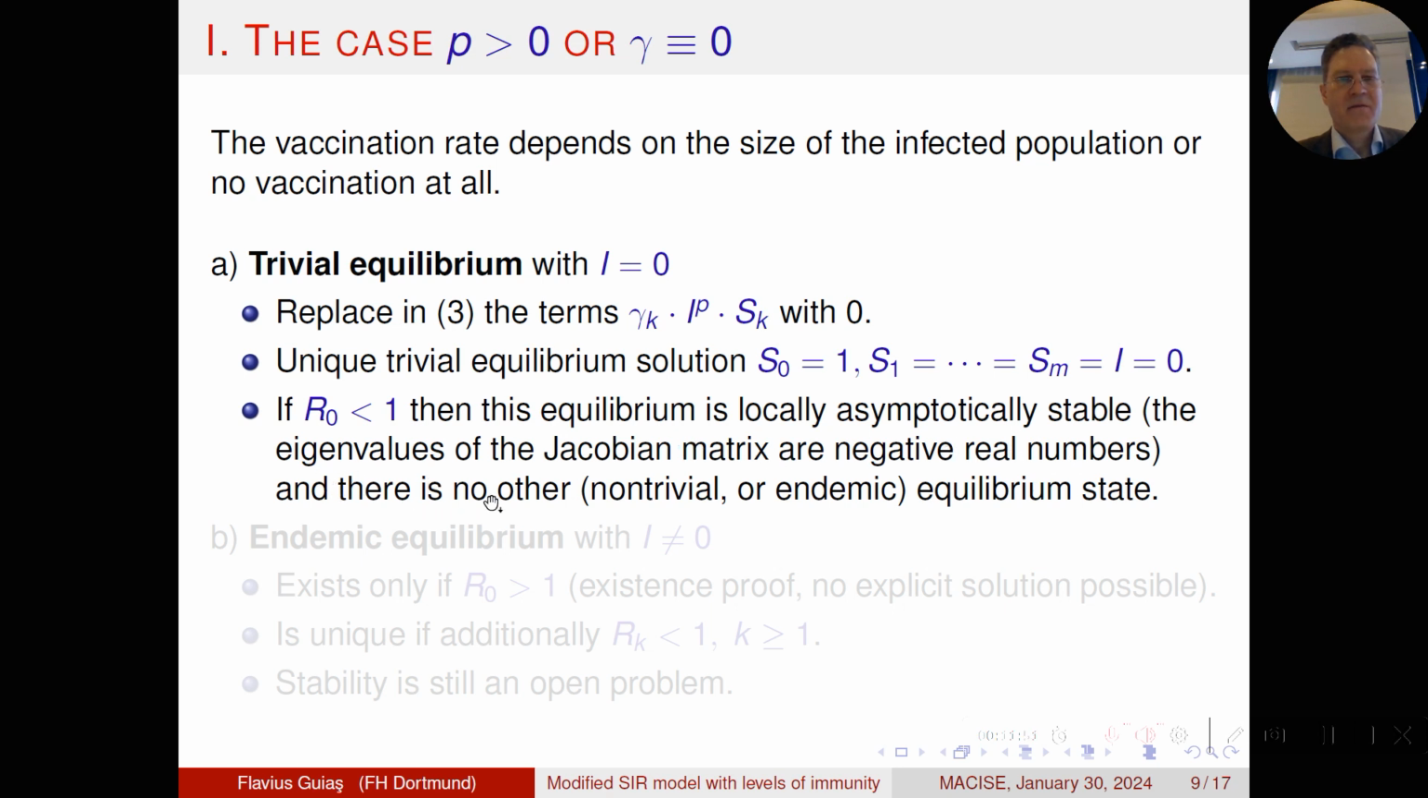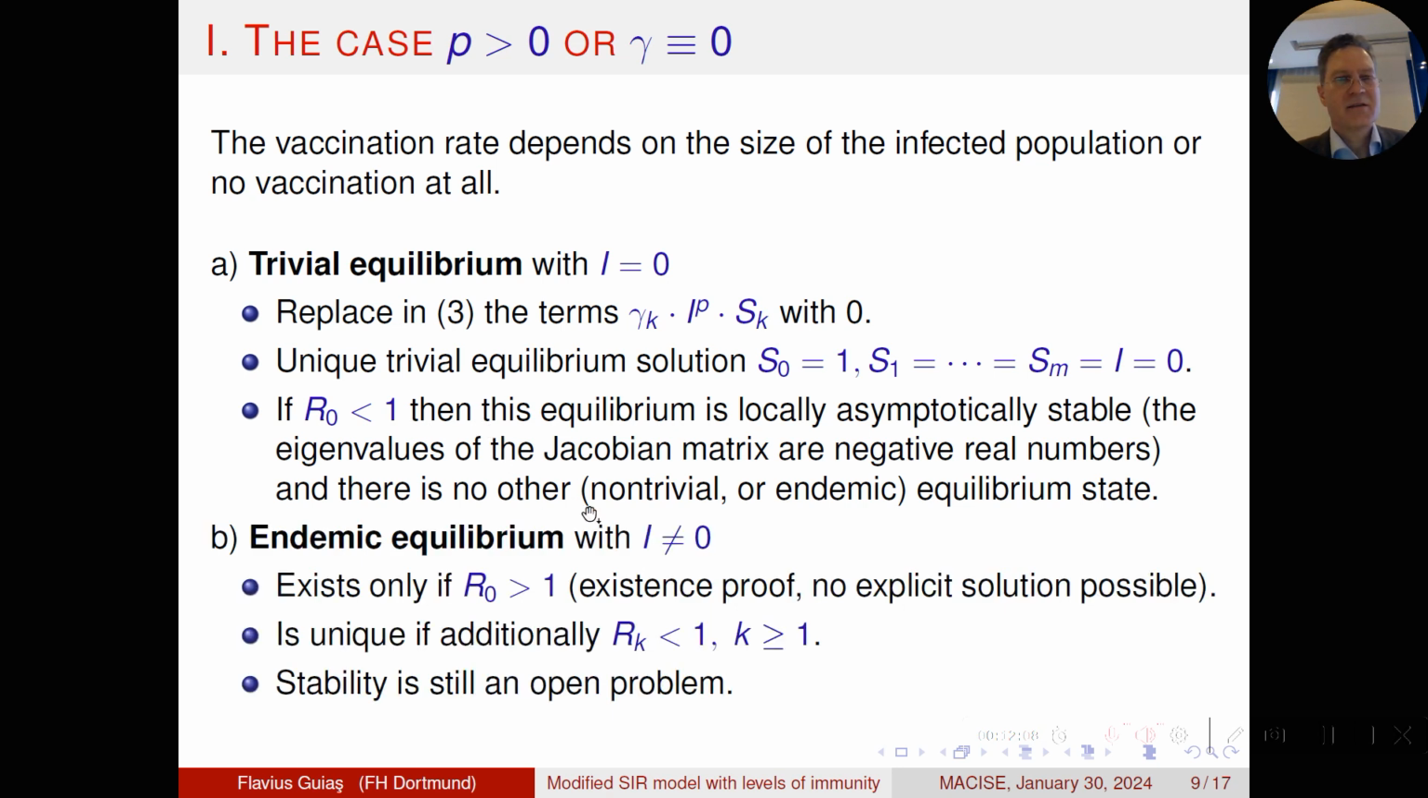And in this case, we have no other equilibrium, neither with I equal to 0 nor any other equilibrium. But this is not the interesting case, because if R0 is less than 1, the other Rk are also assumed to be less than 1. So this infection will die out. This is not a dangerous epidemic. So let's go to the assumption that R0 is in fact larger than 1.